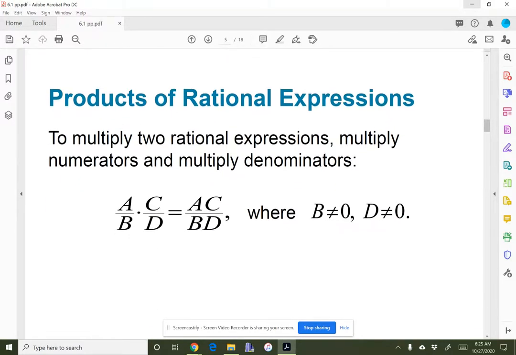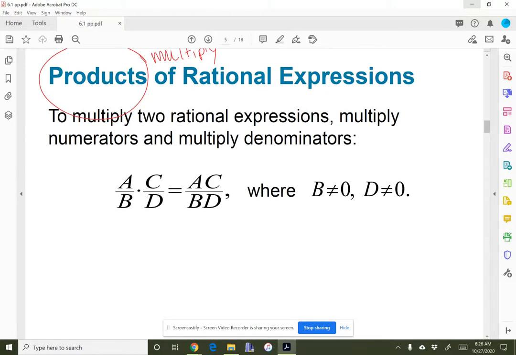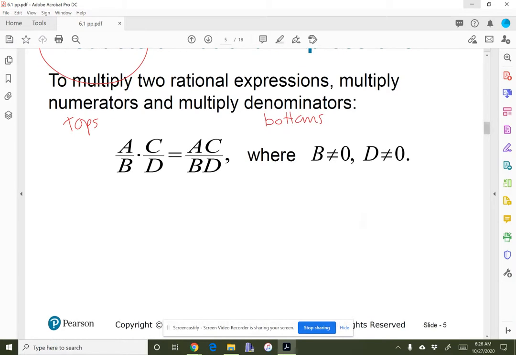So not only are we simplifying, we're going to multiply. Products mean multiply. When we multiply, we make it really complicated, but it's not that bad. To multiply two rational expressions, we multiply numerators and multiply denominators. So multiply tops and multiply bottoms. And the best advice I'm going to give you is this. Factor everything. And then when we multiply, we just write our factors next to each other.